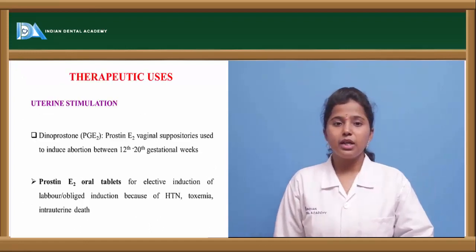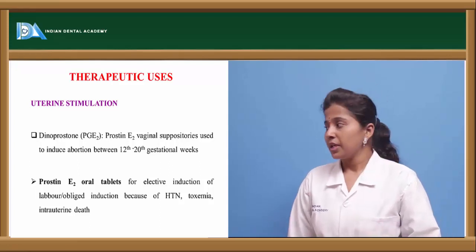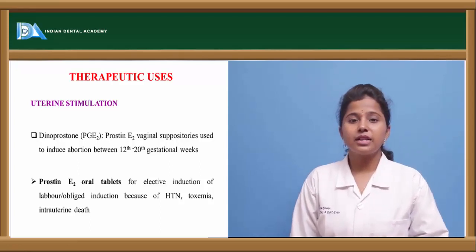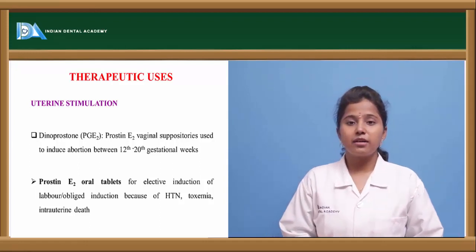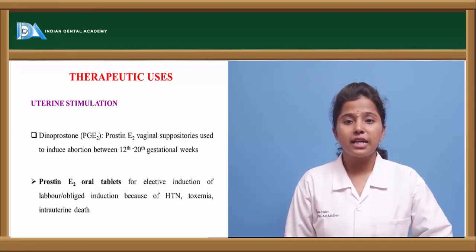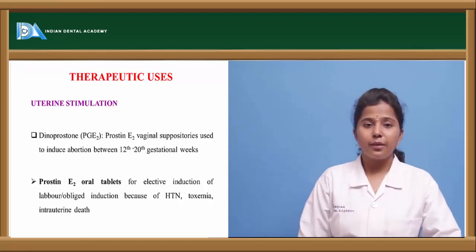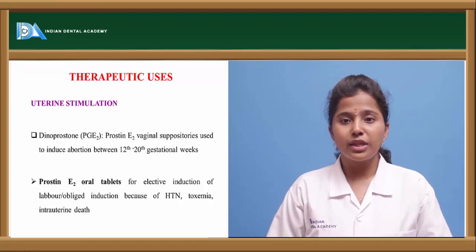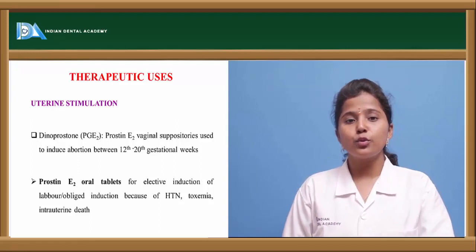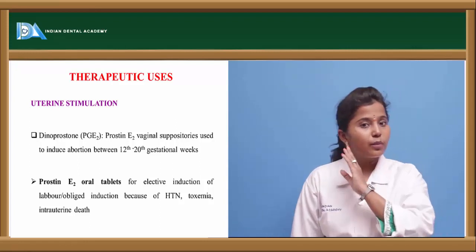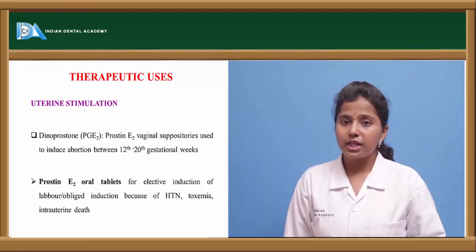Let us see the therapeutic uses of these prostaglandins. What are the uses we can observe when prostaglandins are given? These prostaglandins mainly have a therapeutic use called uterine stimulation. Especially a drug called dinoprostone contains the prostaglandin PGE2. This dinoprostone is marketed as a vaginal suppository. When these vaginal suppositories are given, they cause abortion at the 2nd to 12th week of pregnancy. So if a pregnant woman takes this dinoprostone, it causes abortion, and it is usually marketed as a vaginal suppository.